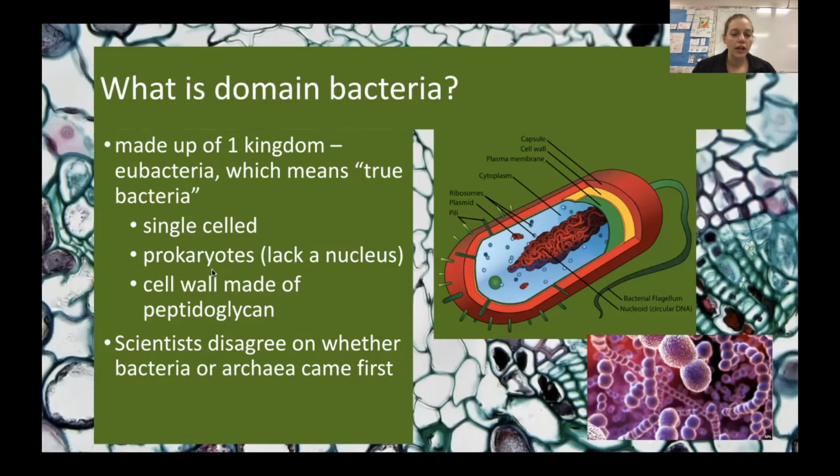They are prokaryotic. That means they lack a nucleus. Remember, pro means before and karyo means nucleus. And they have a cell wall made of a sugar compound called peptidoglycan, which is targeted by most antibiotics. They poke holes in this peptidoglycan so that water will fill in the bacteria and it will burst the cells. So that's how an antibiotic works, most of them anyway.